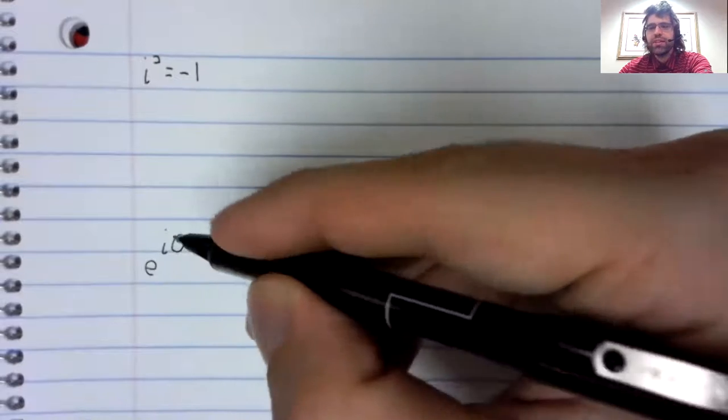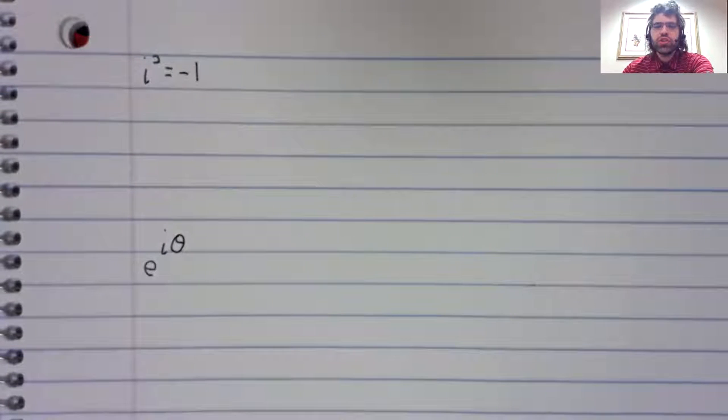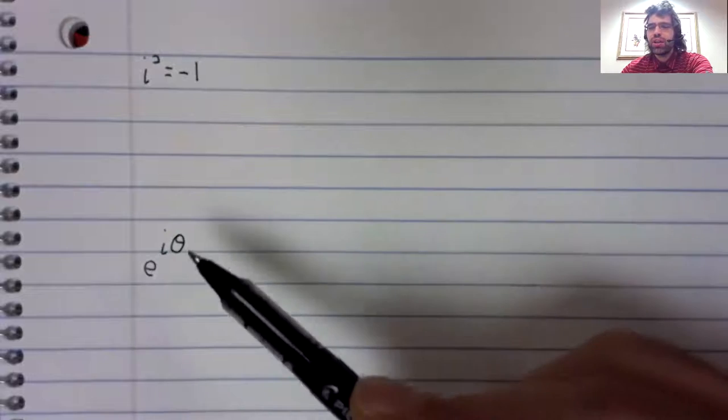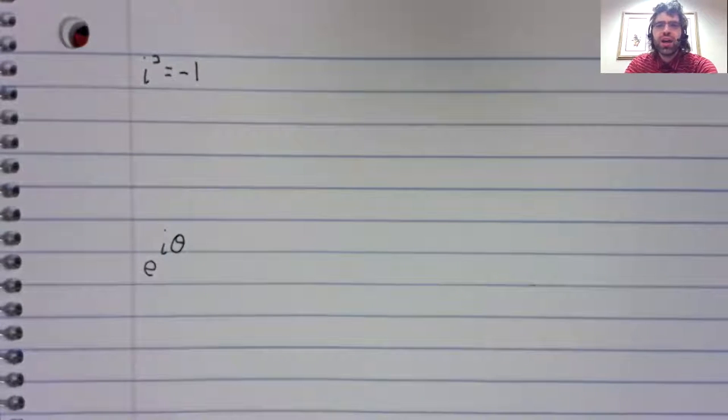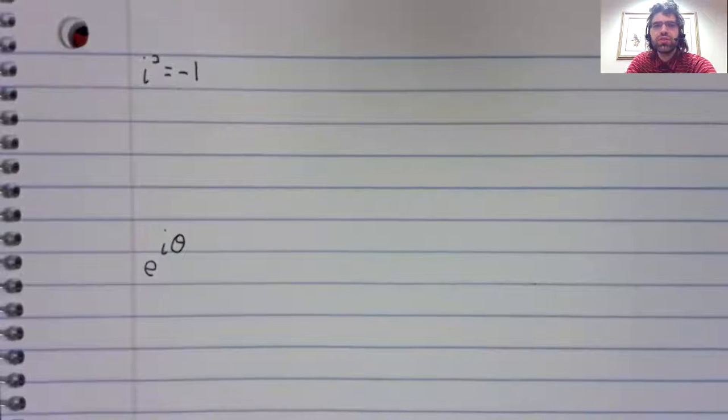And in particular, we're going to use Euler's formula to rewrite exponential expressions where the imaginary unit i is in the exponent. How are we going to do that?